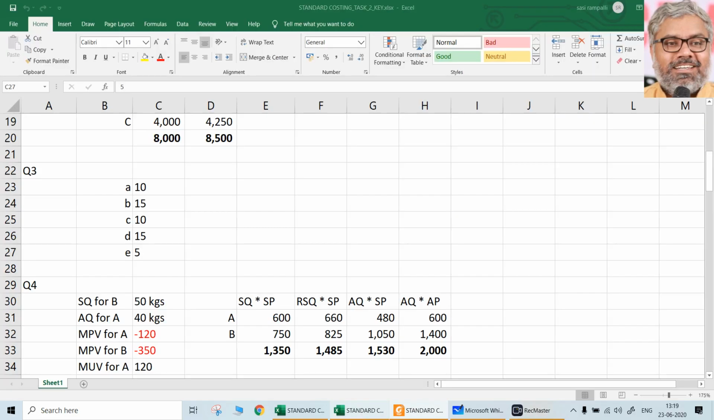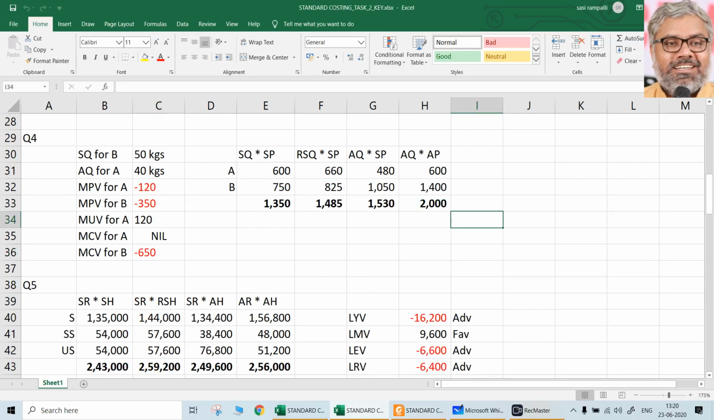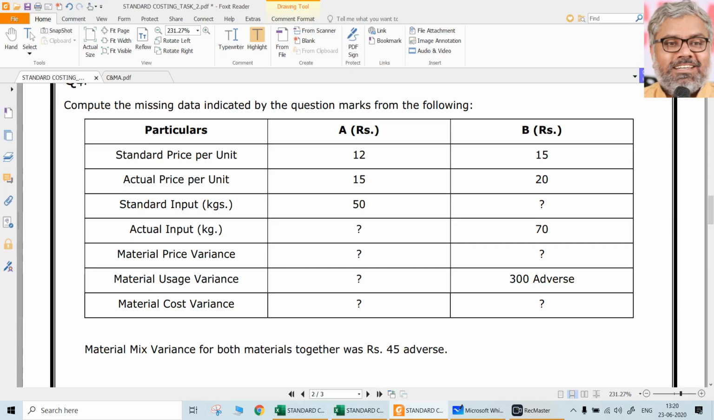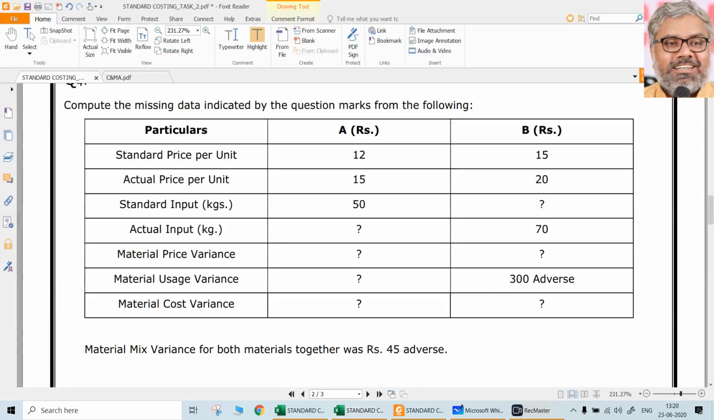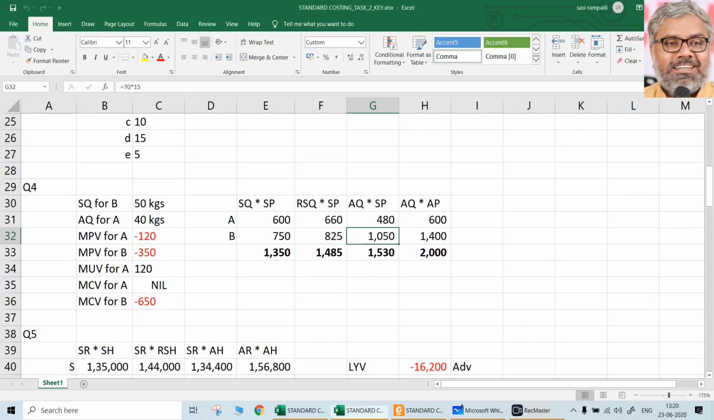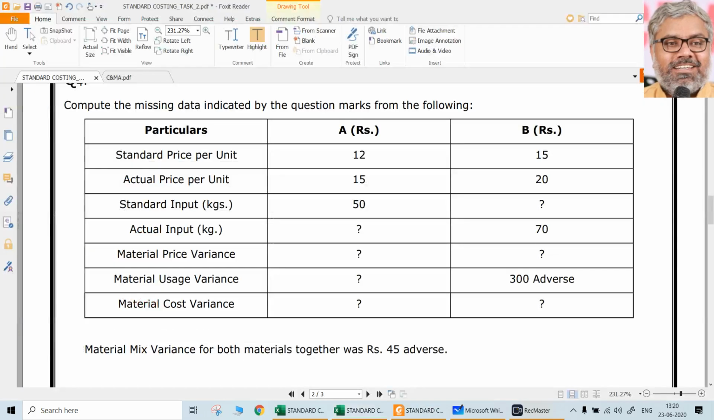So let us take question number 4. What was the answer here? What is available first of all? Standard price is available, 12 and 15. So first keep 12, 15 wherever standard price is available. That is the first step naturally. Actual price is available, 15 and 20. Keep it there. So 12, 15 wherever SP is there, 15, 20 wherever AP, actual price, is there.